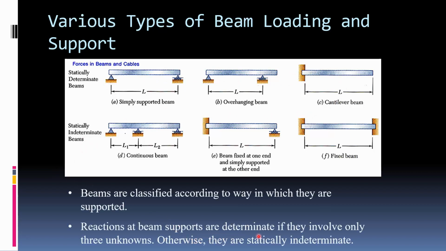So the reactions of beams are determinate if they involve only 3 unknowns. So all these are statically determinate. In other words, you can solve for the unknowns. Otherwise, they're statically indeterminate. So this one, you have 1, 2, 3, 4 unknowns. No matter how hard we try, in 2 dimensions we have 3 equations, right? The sum of the forces in X, the sum of the forces in Y, and the sum of the moments are equal to 0. You just get 3 unknowns. You cannot solve for more.